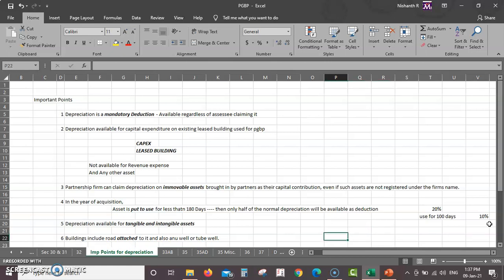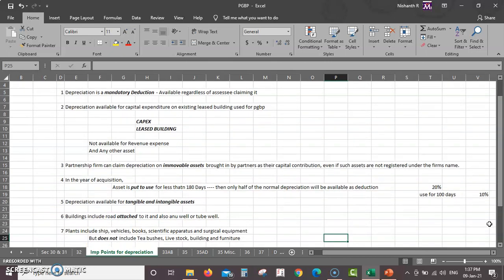Next, buildings include roads attached. That's the key word, attached to it, and any well or tube wells attached. Right?